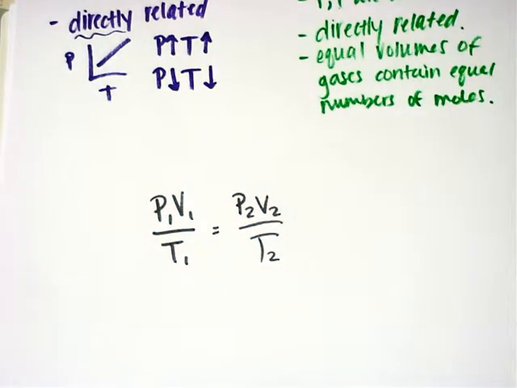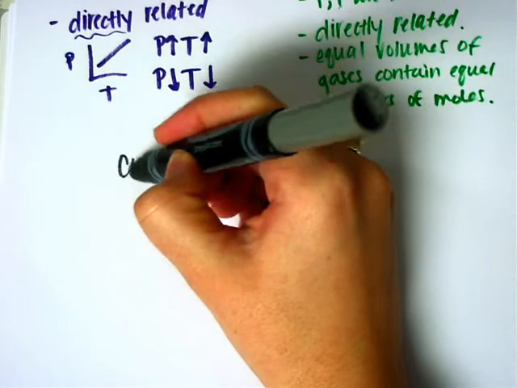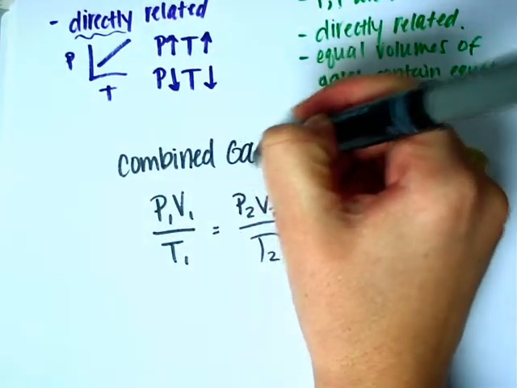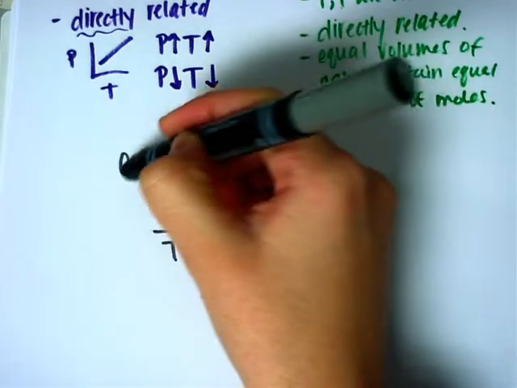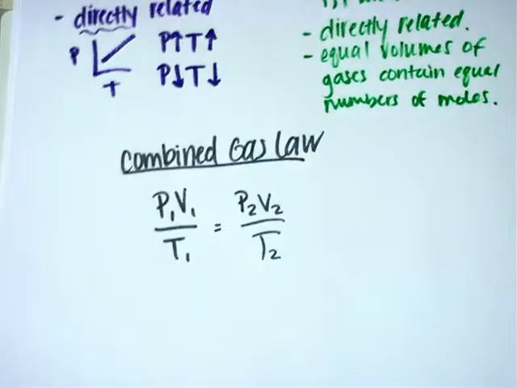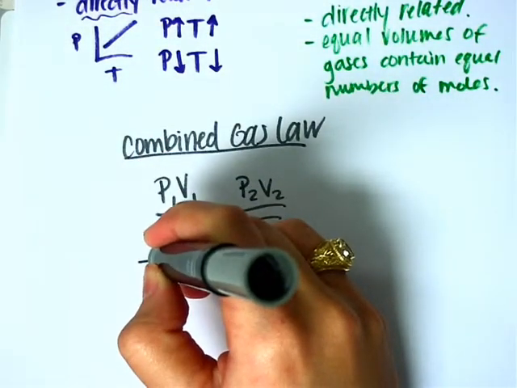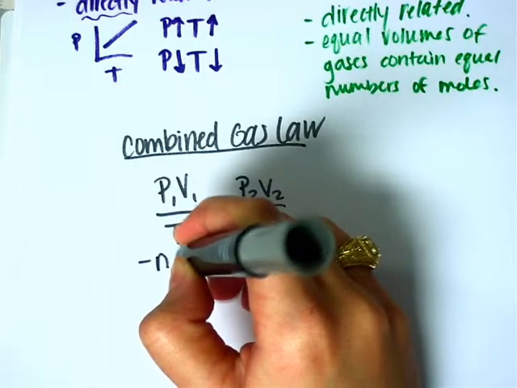So, anyone want to take a gander at the name of this equation? If you look at Boyle's law, Charles' law, and Gay-Lussac's law, what does it do to all of them? It combines them. So this is going to be our combined gas law. Nothing too crazy. Combined gas law. So what's the one thing that we're keeping constant? N is constant.